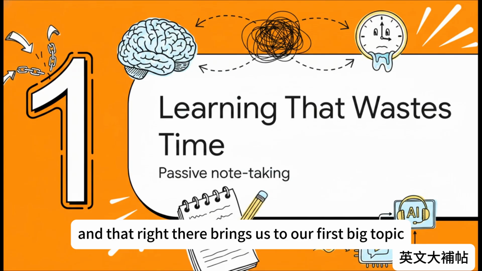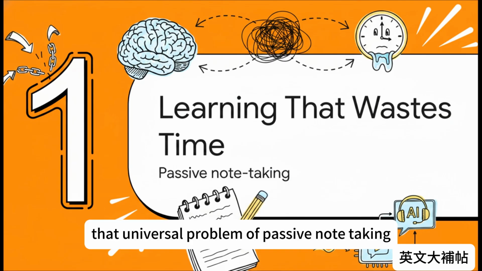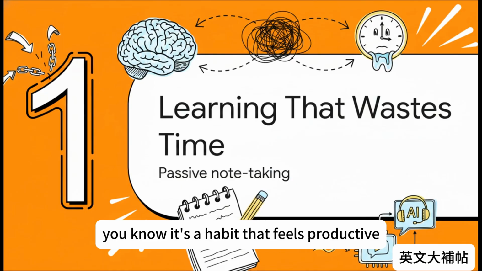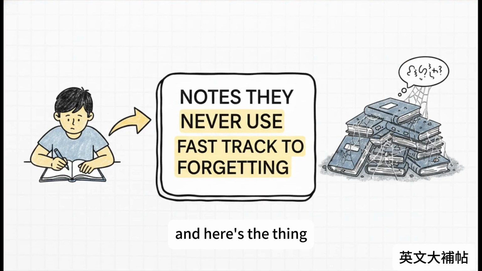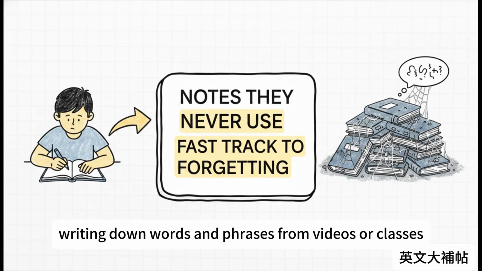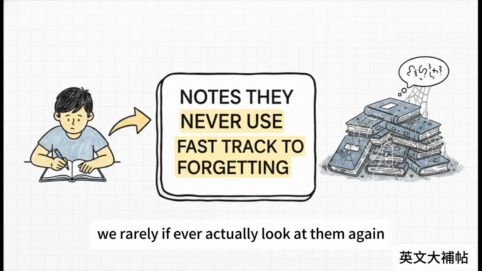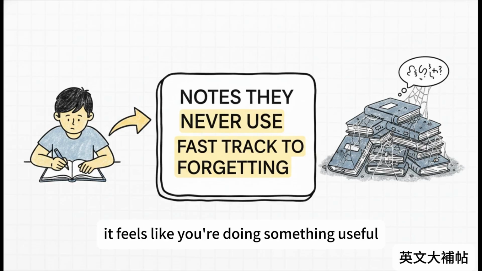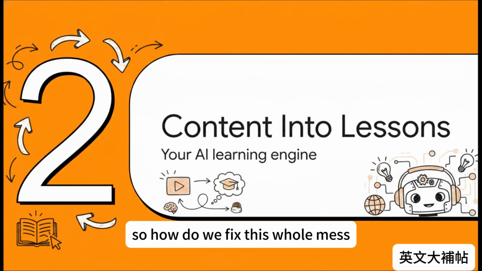And that right there brings us to our first big topic, learning that wastes time. We're talking about that universal problem of passive note-taking. You know, it's a habit that feels productive, but it's one we've got to break to make any real progress. And here's the thing. Most of us spend hours, and I mean hours, carefully writing down words and phrases from videos or classes. We create these beautiful, organized study guides, but we rarely, if ever, actually look at them again. It feels like you're doing something useful, but a lot of the time it's just a one-way ticket to forgetting everything. So how do we fix this whole mess?